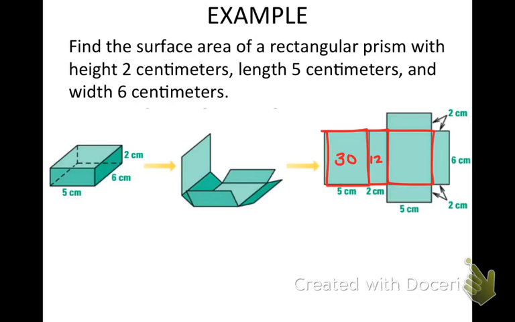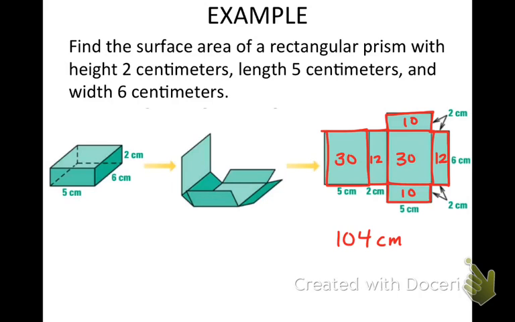What about that rectangle? 5 by 6 again, so that would be 30. And this rectangle would be 2 by 6, which is 12. What about that top rectangle? It'd be 10. The bottom one would be 10. So to find the total surface area, what are we going to do with those numbers? Add them all up. So 30 and 30 makes 60, 70, 80. 80 plus 24 is 104.